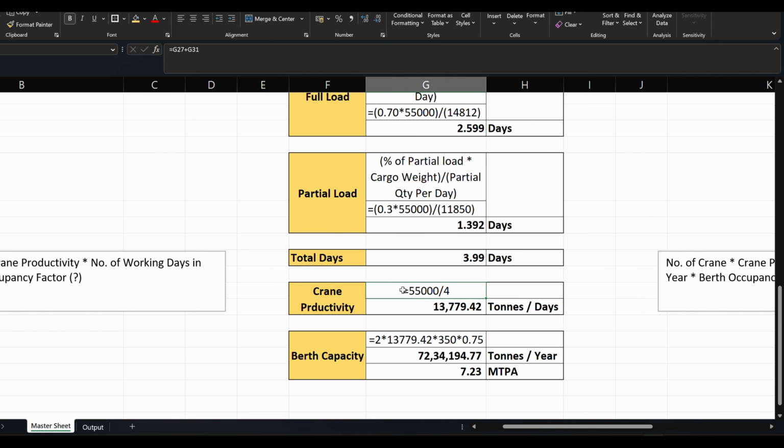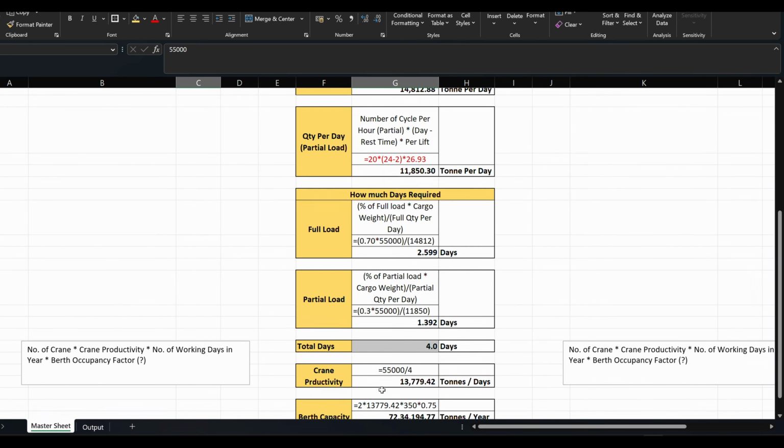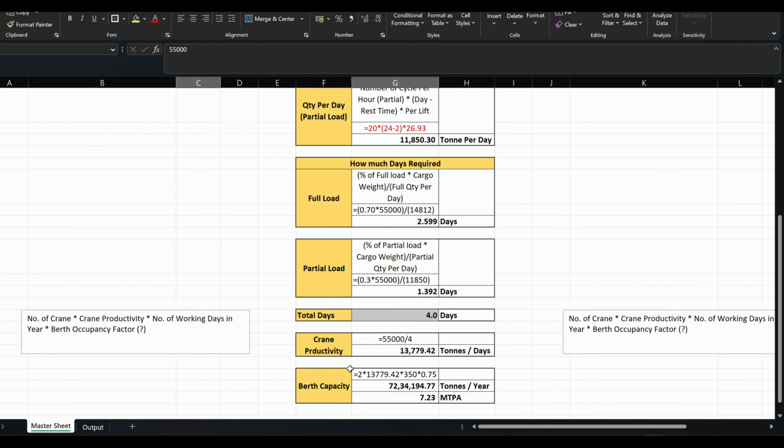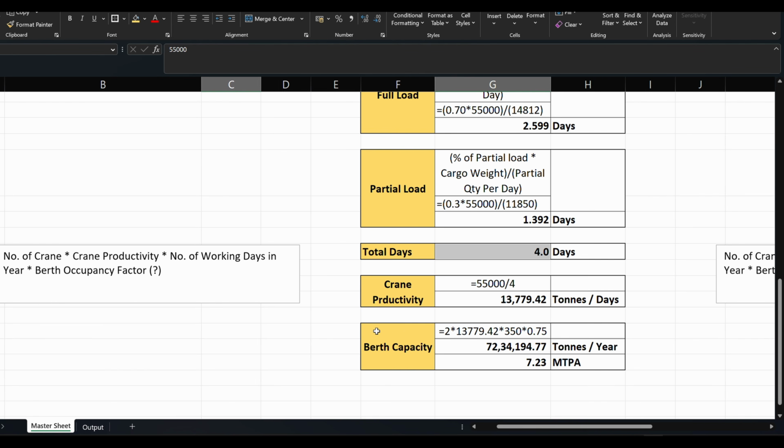Now we want to know the crane productivity. The crane productivity is 55,000 divided by 4, because it takes 4 days. So for 4 days the crane productivity will be 13,779 tons per day.